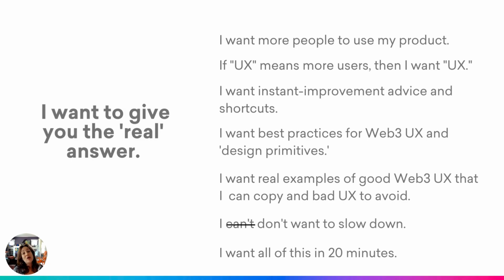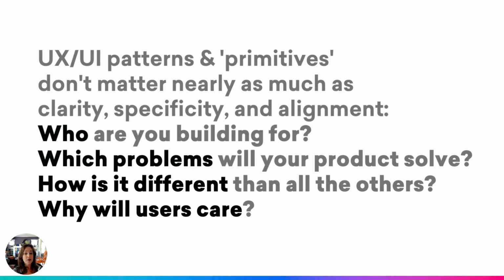So now I gave you what you wanted, which was these real examples and shortcuts. And what you really need is the real answer to improving your own UX. That's pretty different than knowing what to copy from other people. So here's the big statement. UI and UX patterns, best practices, and primitives don't matter nearly as much as clarity, specificity, and super alignment in your team, your leadership team, your design team on who exactly you are building for, which problems your product will solve, how it's different than all the other products, and why users should care about those differences.